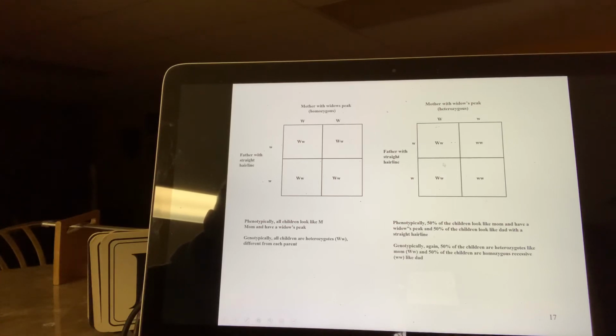50% of their children will look like their mother and have the same genotype as their mother. So the children that have a widow's peak are going to have the same phenotype as the mother and the same genotype as the mother, and represent 50% of their children. The other 50% of their children will have the phenotype and the genotype of their father, a straight hairline.